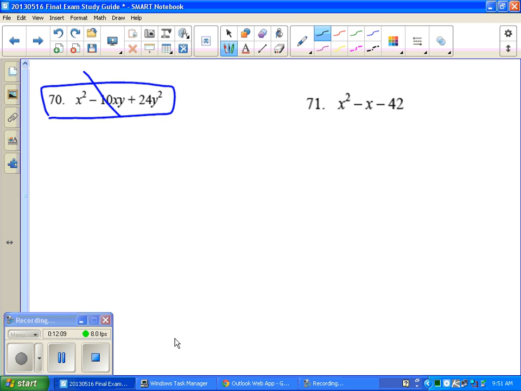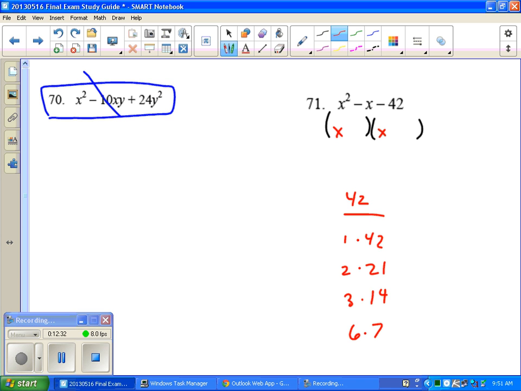71 set up good for us, though. X squared minus x minus 42. X times x gives you x squared. And you have to factor out 42. We know 1 times 42, 2 times 21, 3 times 14. 5 doesn't go into it. We know 6 times 7 gives us 42.